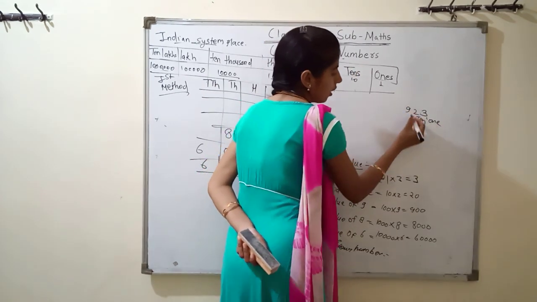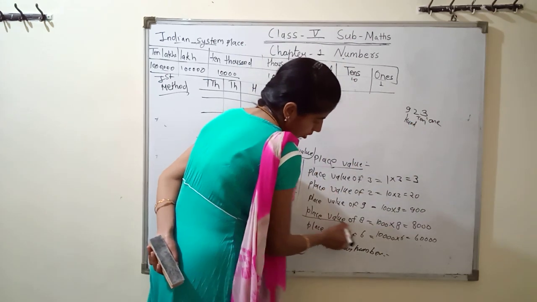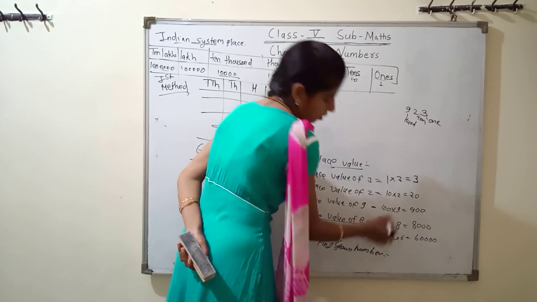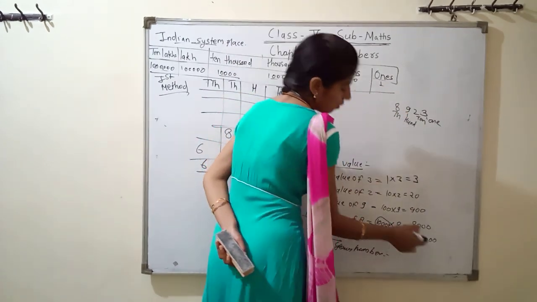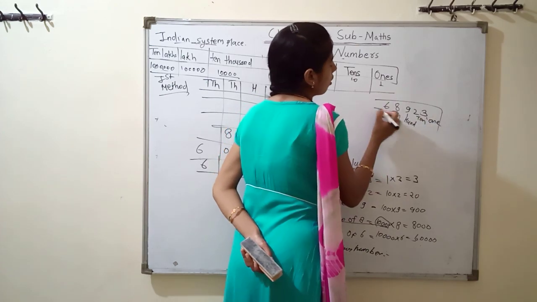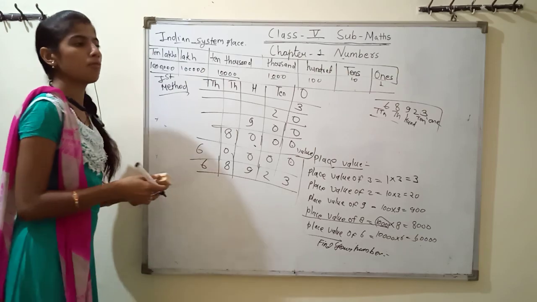Next is 9, it's the 100 value. And next is the place value, look at here, it's the 1000 value, which means 8 is your 1000. And next is your 10,000, which means 6. Like that your place value is completed.